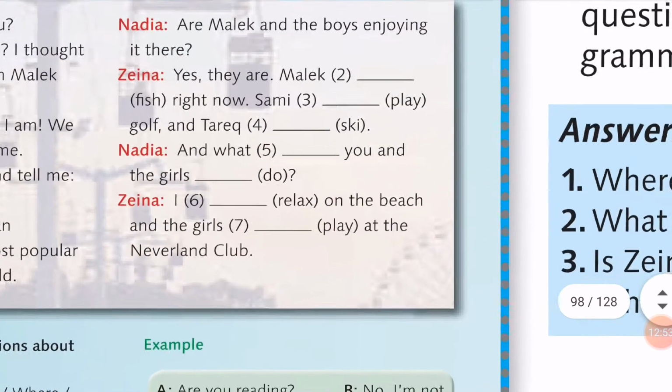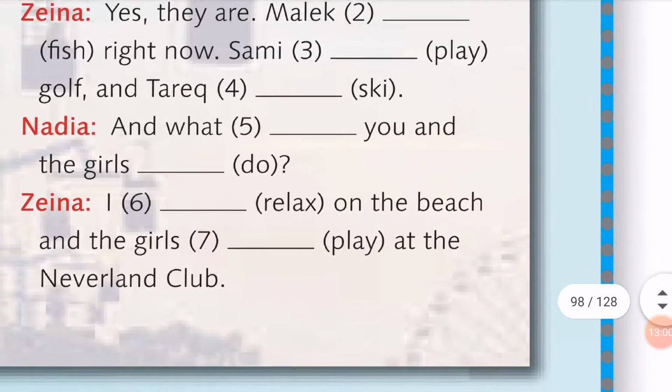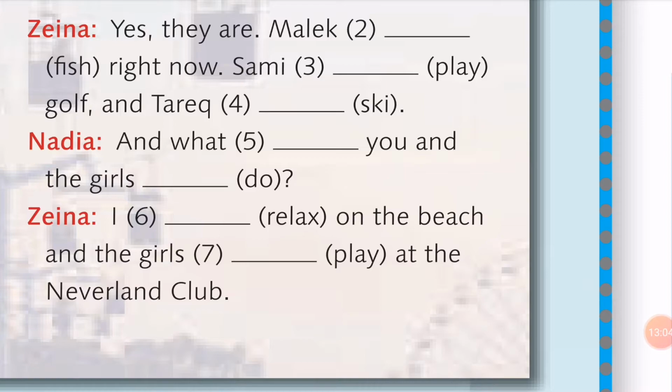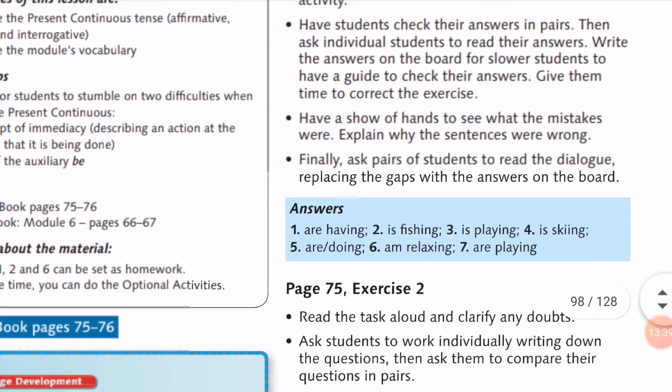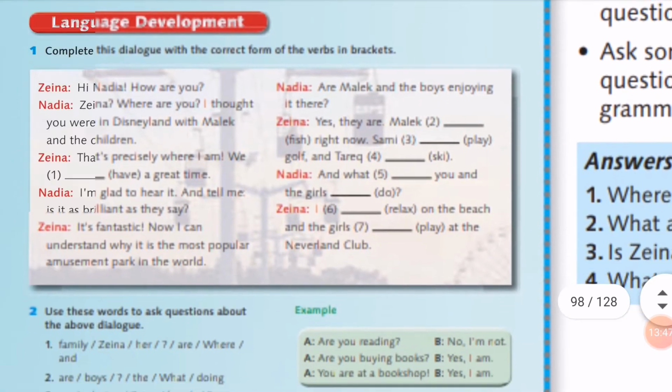The next one here. Nadia: And what you and the girls do? So here we have an interrogative question with a WH question word, جملة استفهامية using present progressive. What is the correct answer for number 5? After a WH question, you have to write the correct verb to be suitable with you and the girls. So in number 5, you have to write are, and in the next gap, suitable with do, you have to add ing. So number 5, in the first blank you write are, and in the second gap you write doing. Look at the answer here. This is number 5: are in the first blank, doing in the second blank. Let's complete.